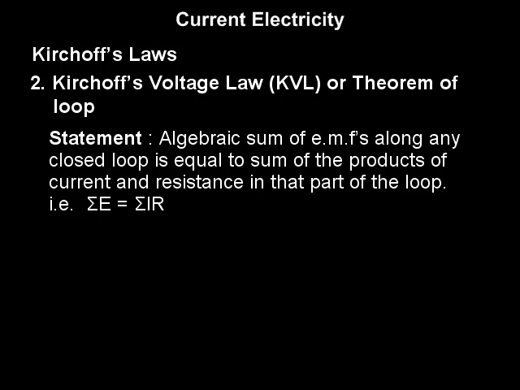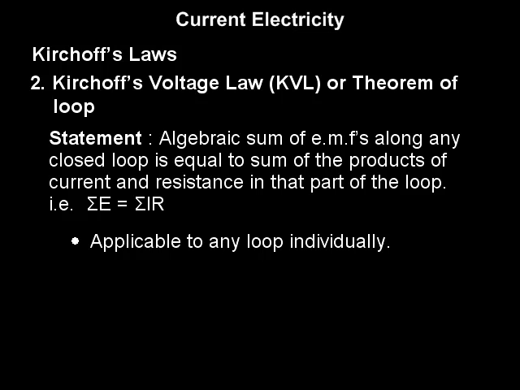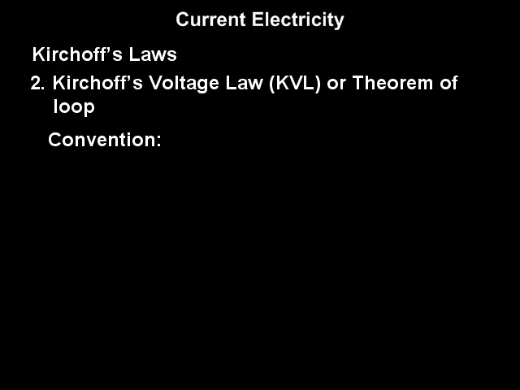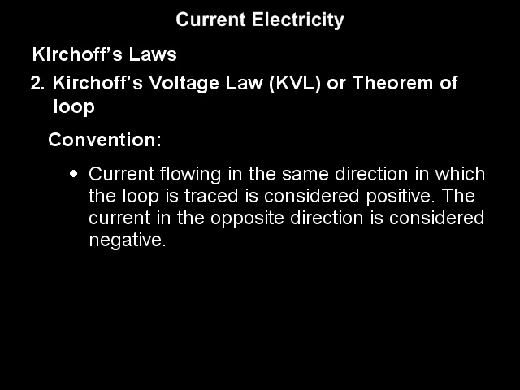A network may contain many loops, but the law is applicable to any loop individually. To justify the law, like in the previous case, some convention is used. The first, current flowing in the same direction in which the loop is traced is considered positive. The current in the opposite direction is considered negative.